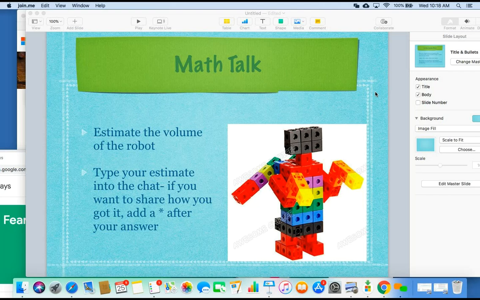Martin, how did you get your estimate? I just counted the cubes. You counted the cubes? Yeah, and that can be a way too. Whatever works for you to get a fast guess for estimating.